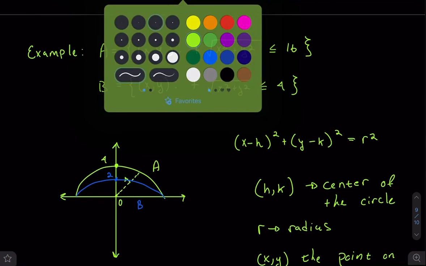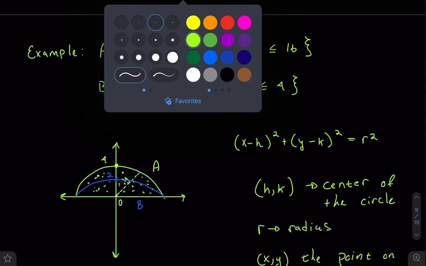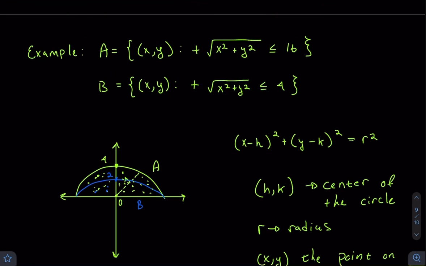Set A contains all the points here and on the border, on the edge of the circle, and it also includes points here because it makes up this entire top half. And what that means is all the points that are in set B are also in set A because the points of set B are also here.